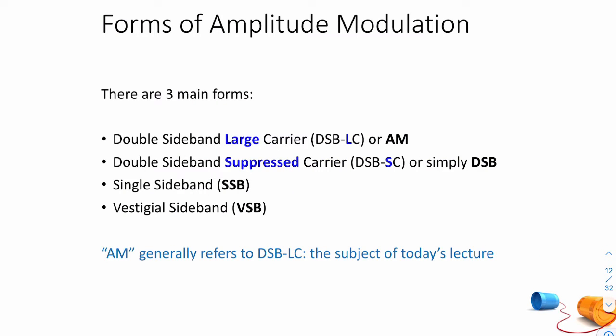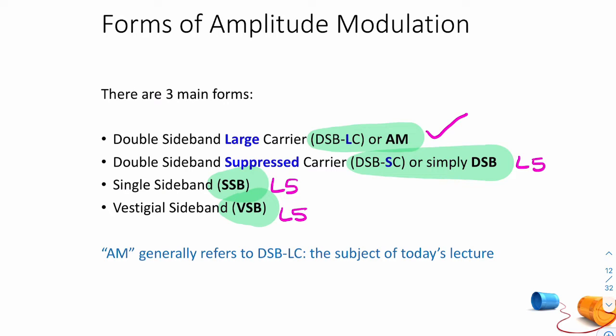So, when we talk about amplitude modulation, as I said, there's DSB-LC, which we're going to talk about today, but there's also DSB-SC, or sometimes just DSB, and that's something we'll be talking about in lecture 5. SSB, single sideband, and vestigial sideband also. This is all material we'll be covering in lecture 5. So, whenever you see AM, it will generally, but not always, refer to DSB-LC, and that's what we're going to talk about today.